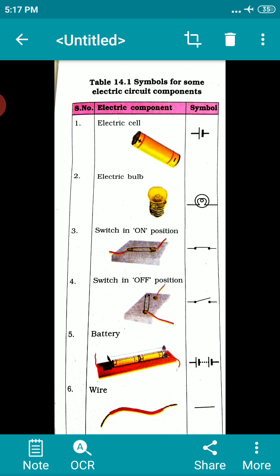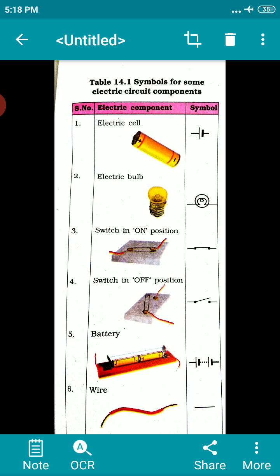In the circuit you prepared by using the pin, the switch is closed, so it is in on position. Now it is open, so it is off position. Now battery. What is meant by battery? Battery means two or more electric cells are required to be connected in many of the electrical devices. Two or more cells are arranged in such a way that electricity passes through it. So, the combination of two or more cells is called the battery.